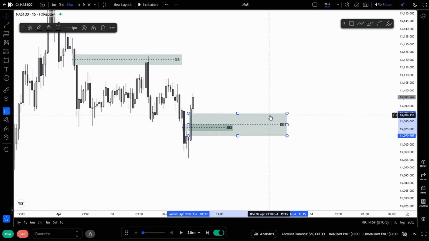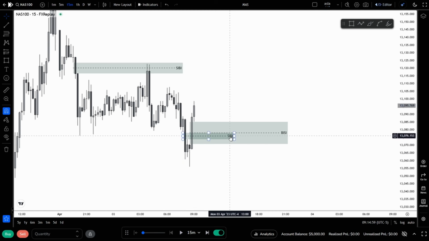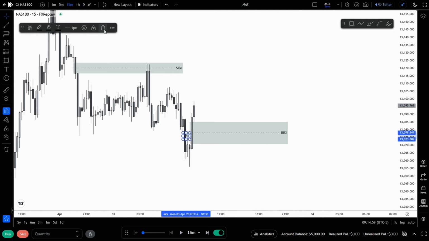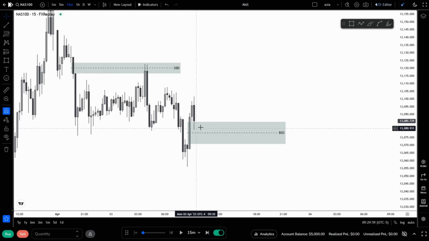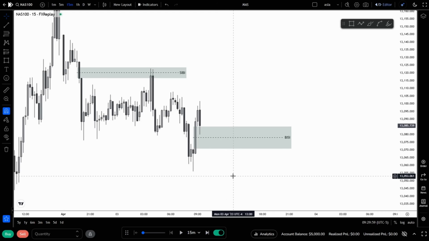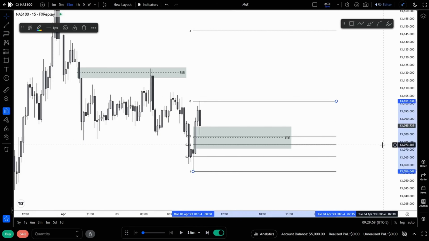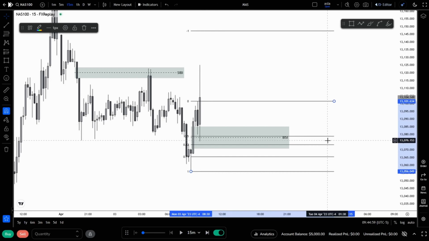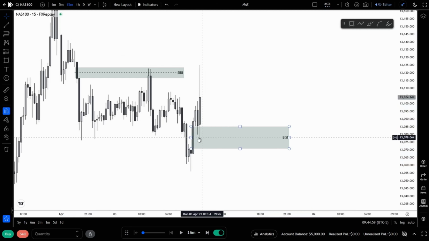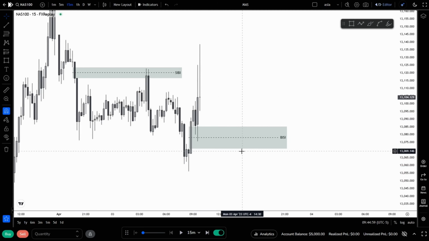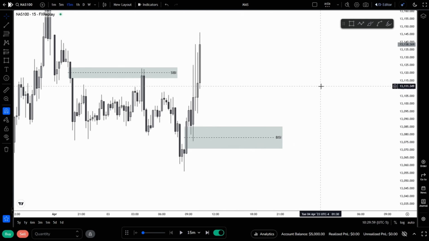Now looking at this buy-side imbalance, sell-side inefficiency, let's mark out the consequent encroachment. As price trades into the fair value gap, it initially closes and shows some respect to that level. However, if we consider the overall range and its discount and premium, I would ideally like to see price trade slightly deeper into discount before expanding higher. As price continues, you can see that it taps into the consequent encroachment, closes outside of it, and then continues higher. That reaction confirms that the fair value gap was respected and used as a point of continuation.